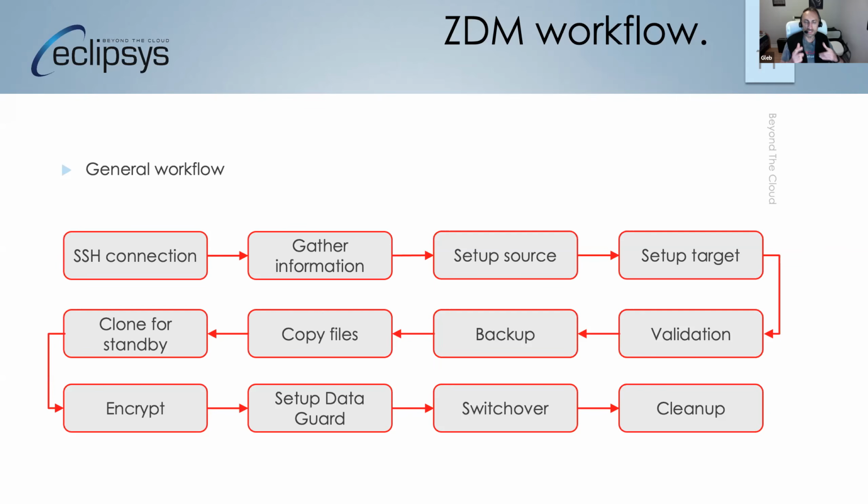Then it is setting up the Data Guard standby in mixed mode, when your primary is not encrypted and standby is already encrypted, and then perform switchover, post-migration tasks and clean up. So that's the general workflow.